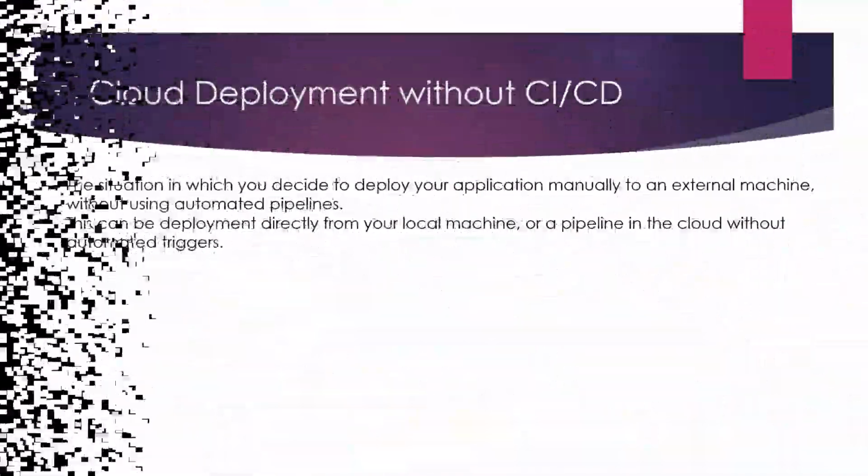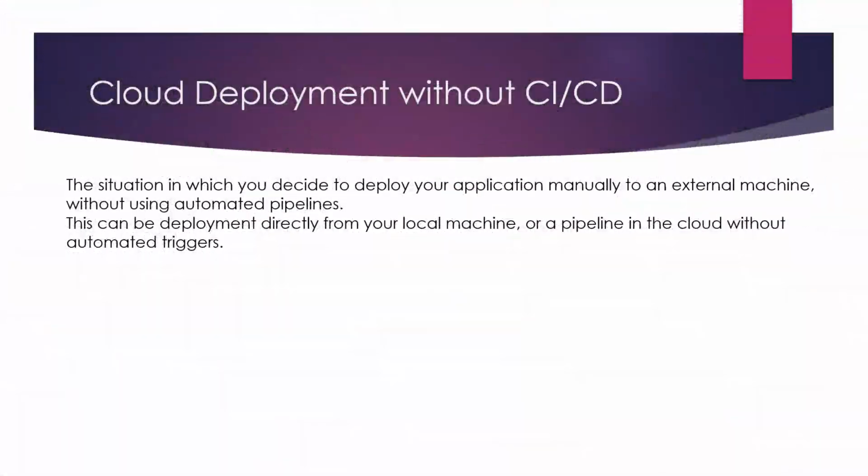So next, let's go through cloud deployment without using continuous integration or deployment. For our purpose, this is a situation when you decide to deploy your application manually to an external machine, but without using automated pipelines. This can be deployed directly from your machine, like Visual Studio, or a pipeline in the cloud, but without automated triggers. Let me explain that in a bit more detail.